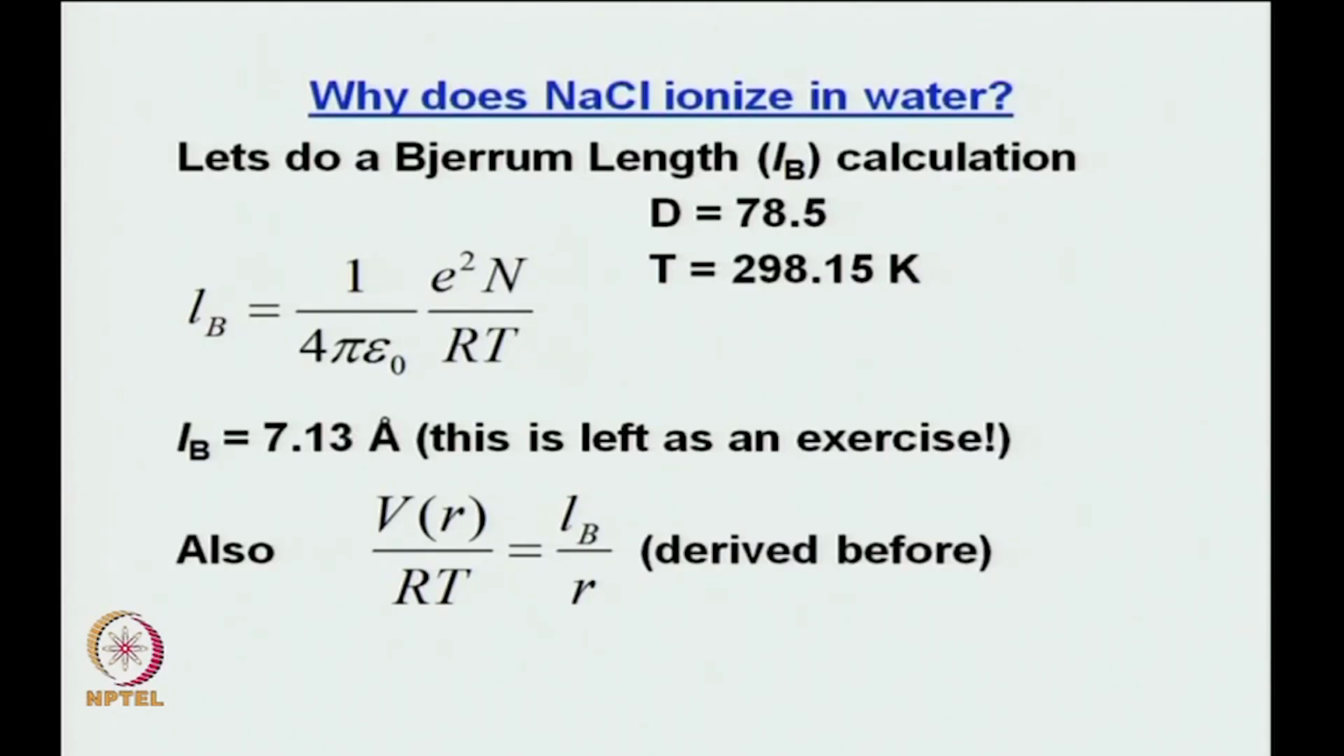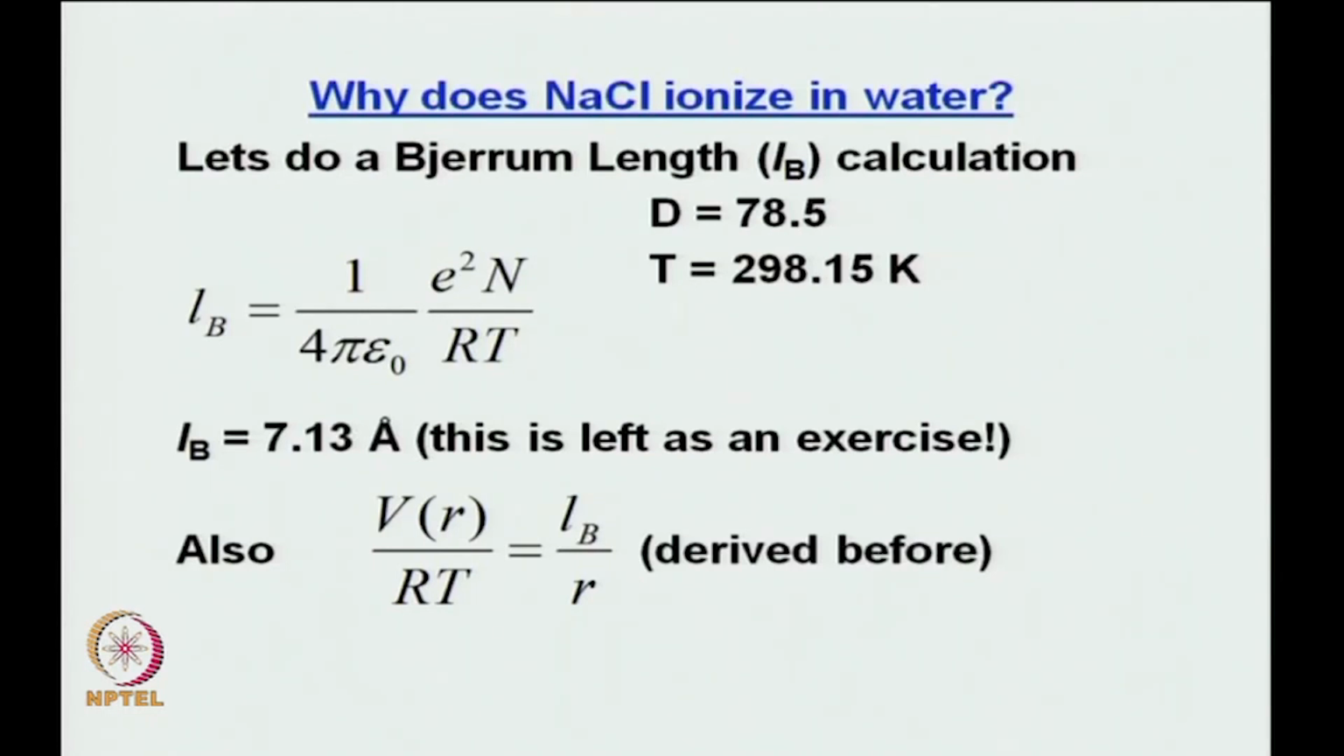So, obviously D is 78.5, let us take the temperature to be 298.15 Kelvin, right. Now, LB is given by that. If you put in all the values, you know what the permittivity is, you can look this up, you know what the electronic charge is, you know what Avogadro's number is, you will encounter a value of 7.13 angstroms, okay. Now, this you are formally calculating. This for you is left as an exercise. Please do the calculations and see whether you are getting it or not, just to familiarize yourself with how people actually do these calculations and make estimates on the Bjerrum length, right, from given conditions.